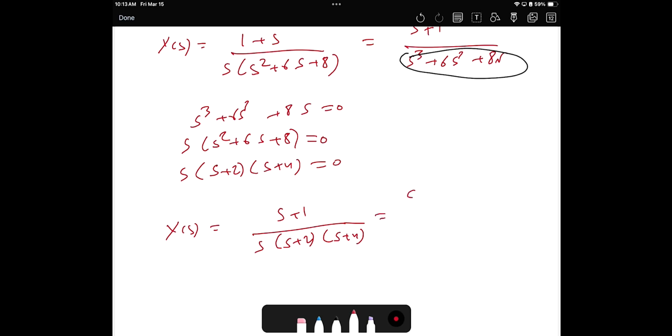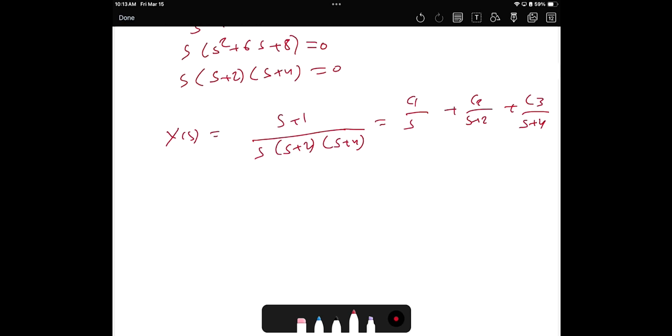Then it will be c1 over s plus c2 over s plus 2 plus c3 over s plus 4. Okay? Again, you know how to find the roots, right? The quadratic equations, the general formula, the others. We already know how to do the partial fraction expansion, but here I'm trying to use it in a useful example, which is solving the differential equation. How to find c1, c2, c3.